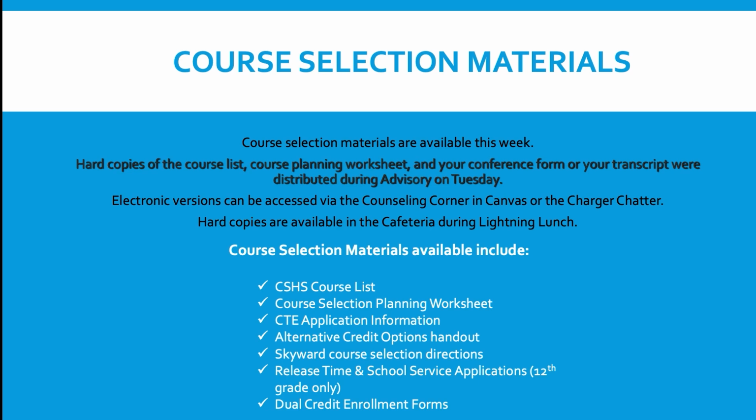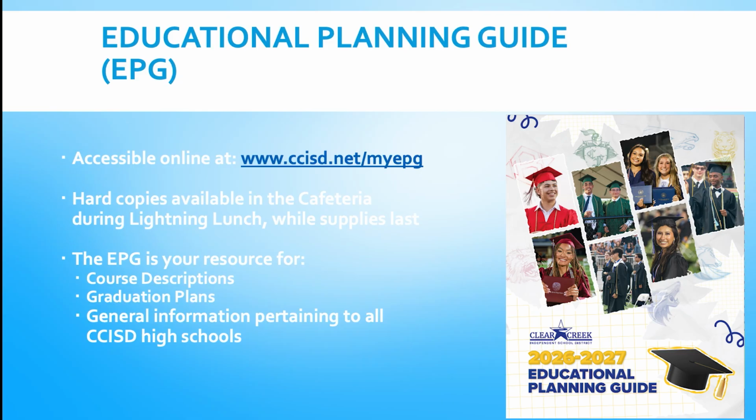The Educational Planning Guide, or EPG, is a great resource when you are selecting courses. It is accessible online at ccisd/myepg. You can also pick up a hard copy from the cafeteria during Lightning Lunch. The EPG is your resource for course descriptions, graduation plans, and general information pertaining to all CCISD high schools.